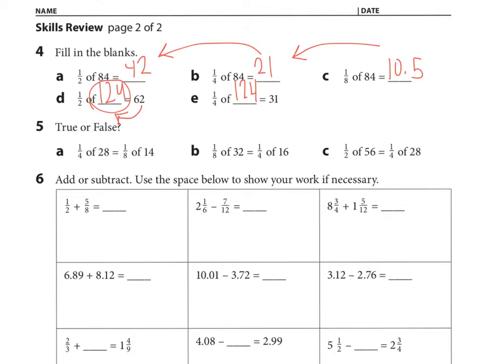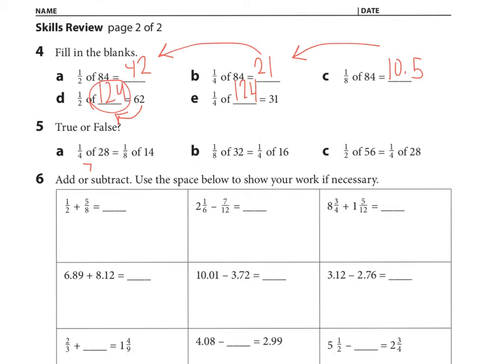Number 5, true or false? 1/4 of 28 is the same as 1/8 of 14. That's going to already be false because I know 4 times 7 is 28. So 1/4 of 28 is 7. 1/8 of 14.